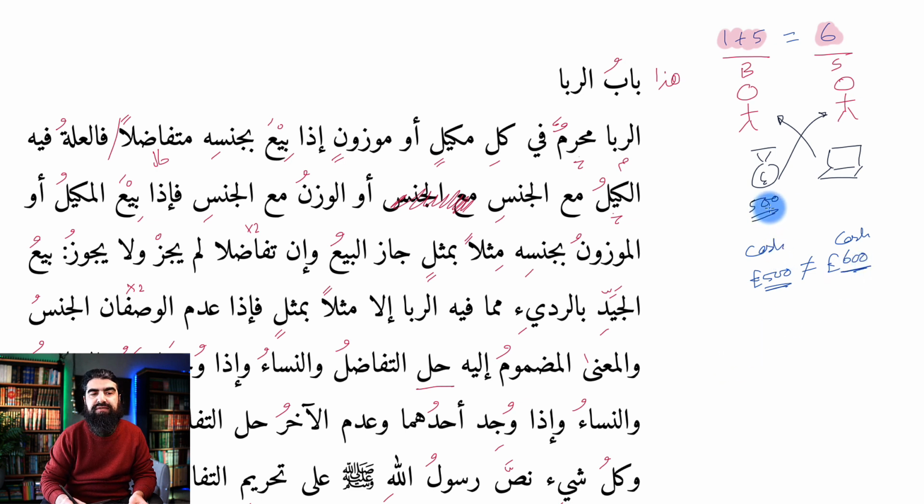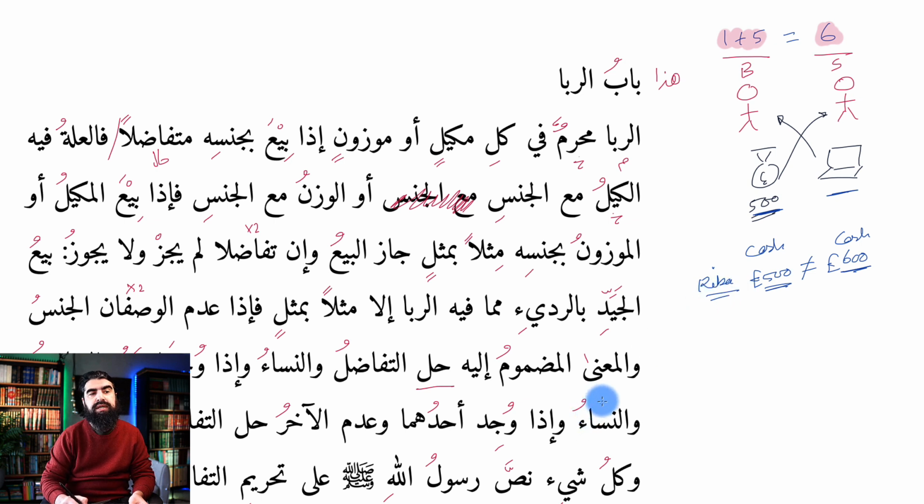You can't see the difference between the 500 here and the laptop here, but you can see it in cash because the genus is the same. We call this genus. It's cash for cash. That's the genus. So this is considered to be riba, right?